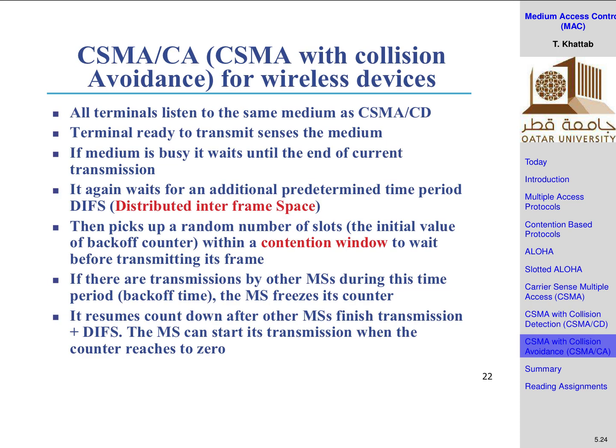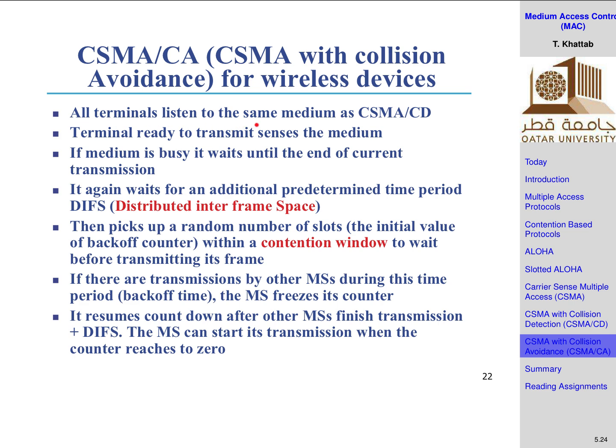Okay, for wireless devices, all terminals listen. Again, for wireless devices, we said that collision detection is not possible. So what happens in the 802.11 that we use, which is Wi-Fi? In that case, they use something called collision avoidance. If I cannot detect collision, I will take extra measures to avoid the collision, which means I will try to reduce the probability of collision.